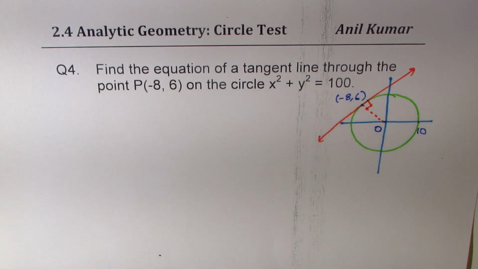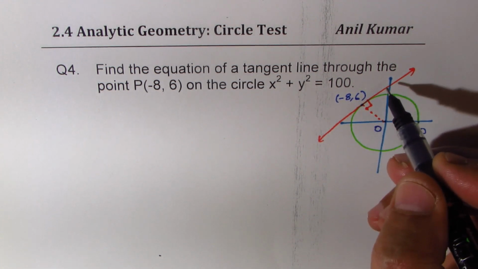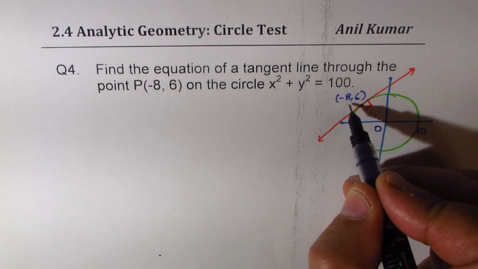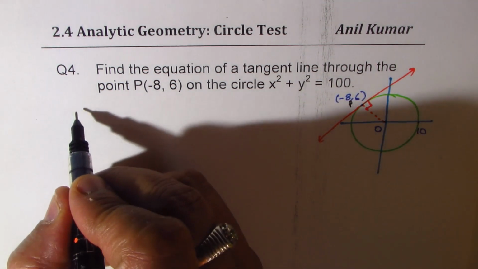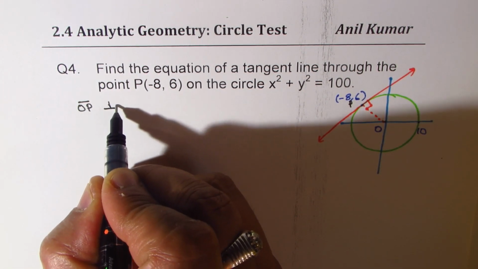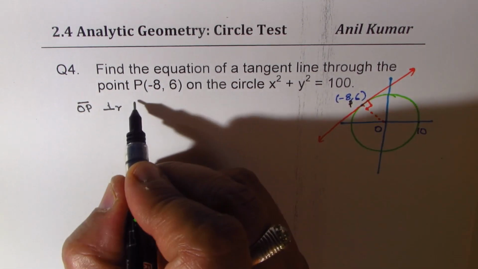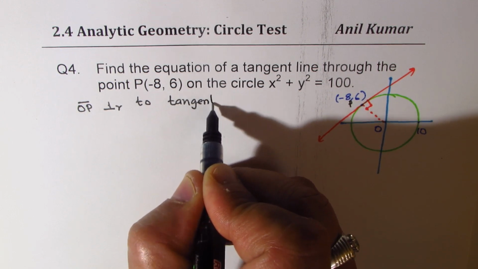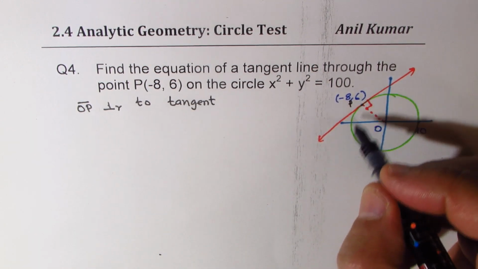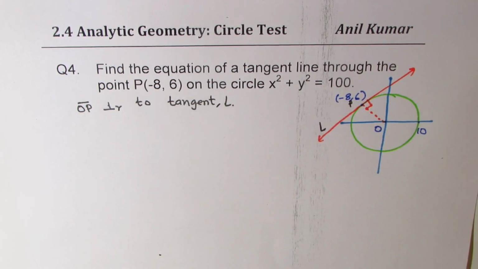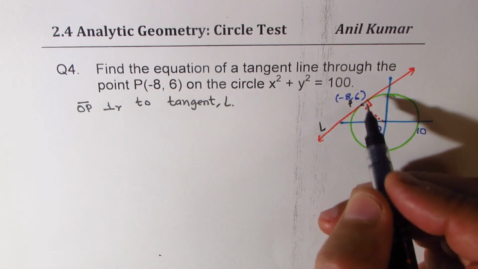So what we get here is that the slope of the line and the slope of, let's say this point is P, right? OP. So we know that OP is perpendicular to the tangent. So let's call this line L. So let's find the slope of OP.